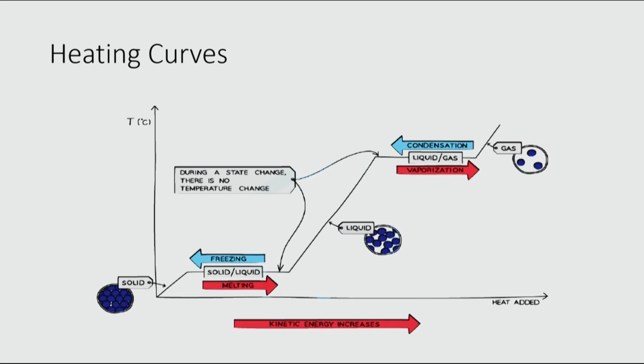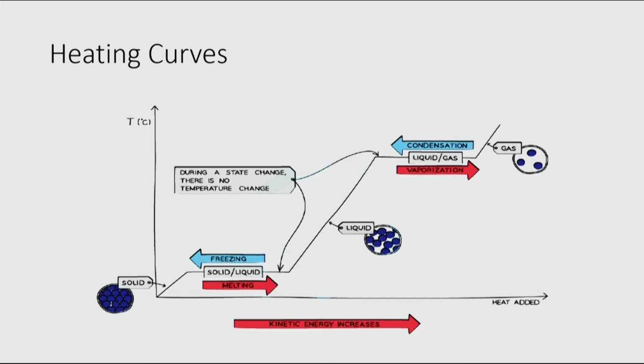At this stage, some of the particles are in the solid form and some of the particles are in the liquid form. So there's an equilibrium whereby we've got both solid and liquid at the melting point. Then after some time, if you keep adding the heat, all the solid will have melted and everything will be in the liquid form. So again the temperature will increase until it reaches the boiling point.